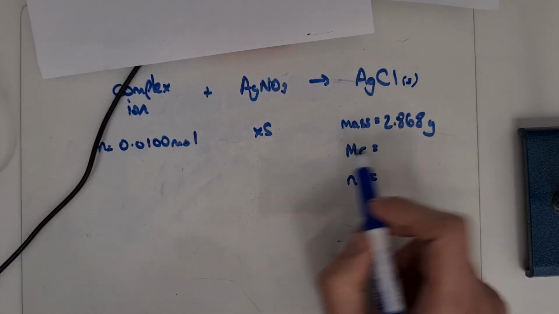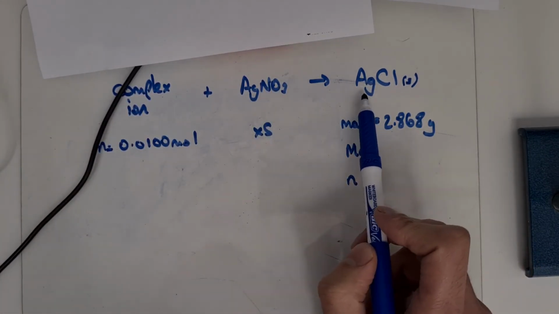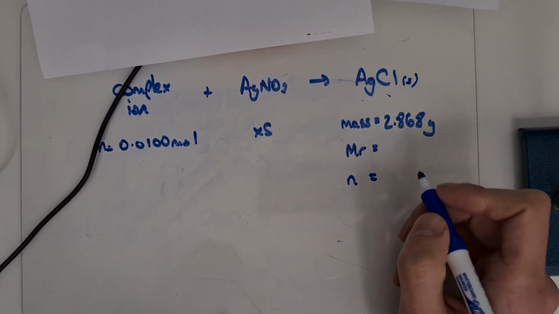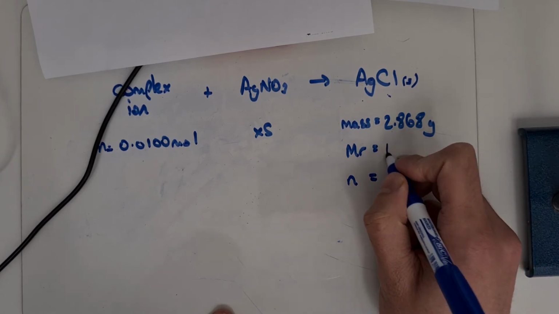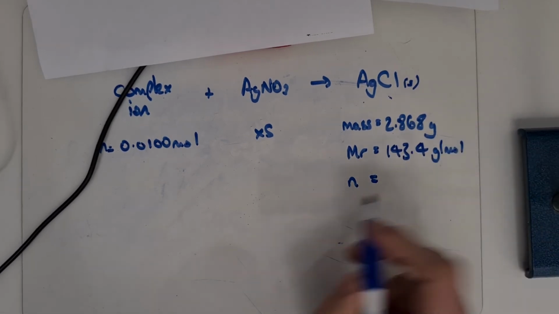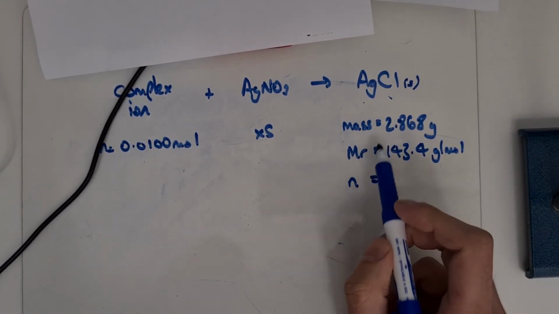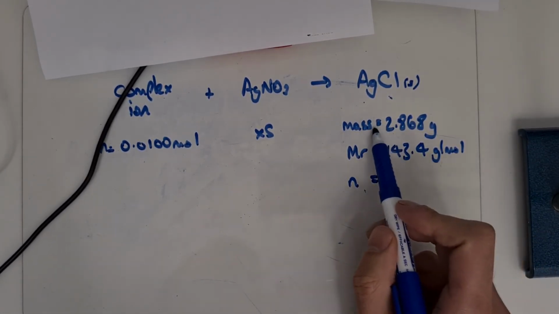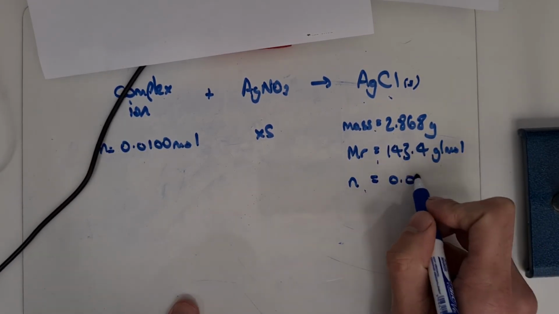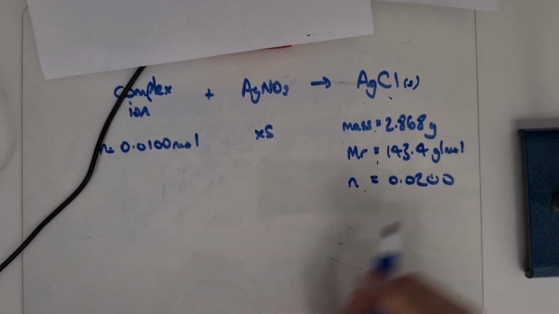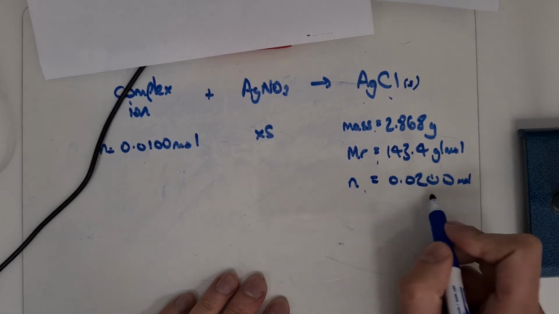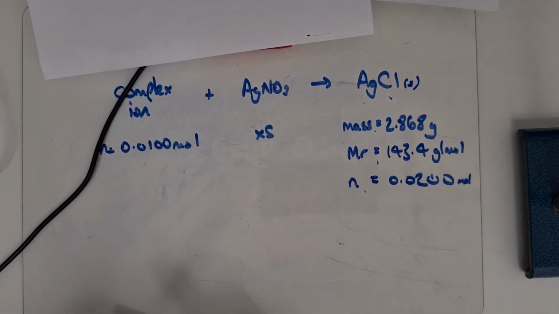So for the 2.868, if we look at the Mr, we've got silver at 107.9 and chlorine at 35.5. That gives us 143.4 grams per mole for its Mr. And so working out the number of moles, I do mass divided by the Mr, and that gives me 0.0200. So that worked out pretty well. The moment I get something as exact as that, I know that's probably what they wanted me to do as well.